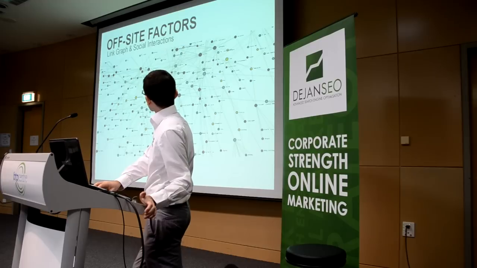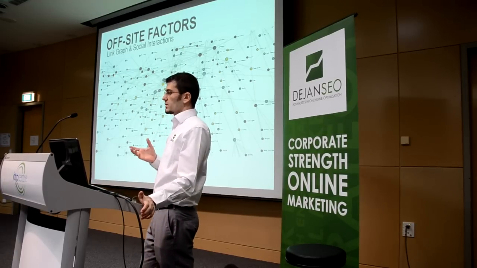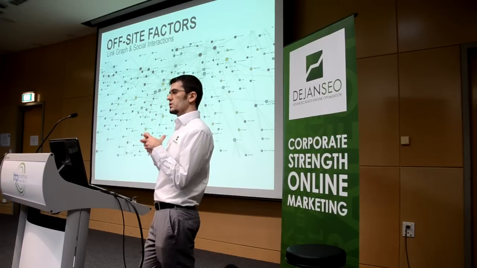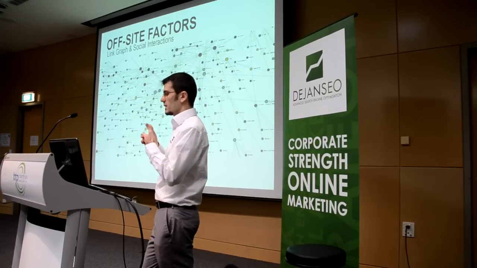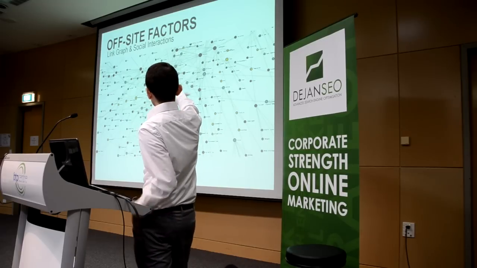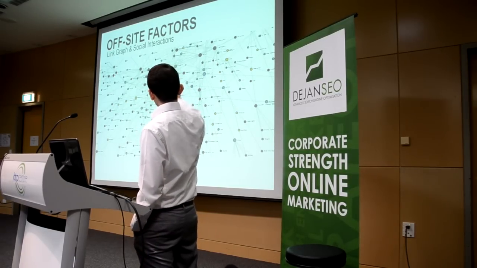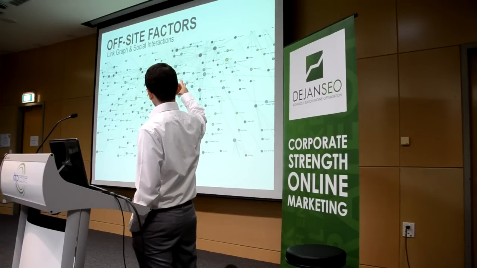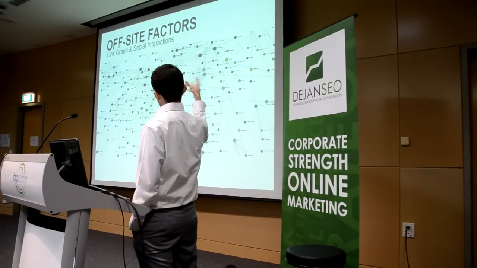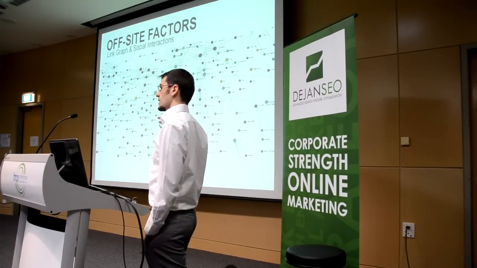So when it comes to off-site factors, we pretty much have Google's link graph and social interactions, which sort of create this off-site factor element. What that means is basically that, see, you could be any of these sites in this network. So Google looks at each and every node in this network and tries to understand how these websites are interconnected to be able to judge how they should rank.